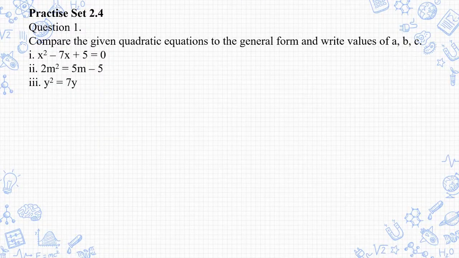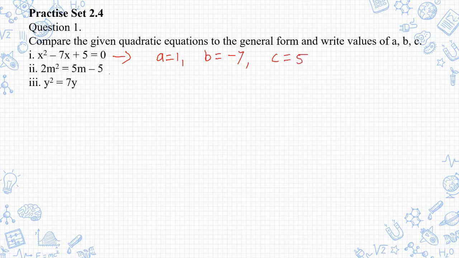Let us solve the sums of practice set 2.4 that says compare the given quadratic equation to the general form and write the values of A, B and C. In this particular question, we just have to find out the values of A, B and C. If we compare the first with the general form, the coefficient of x square is 1, so A is 1. Coefficient of x is minus 7, so B is minus 7, and the last constant term is 5, so C is plus 5.